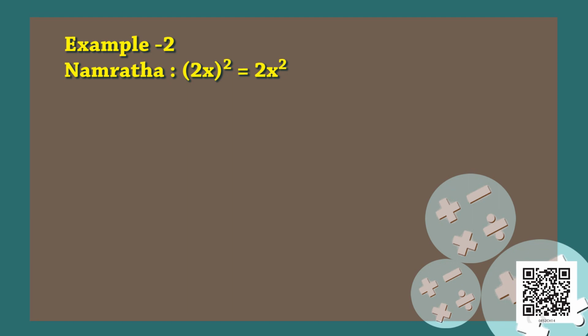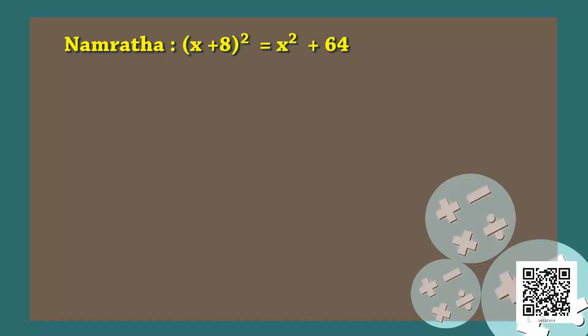Second one. Namrata: 2x whole square is equal to 2x square. Salma: 2x whole square is equal to 4x square. Who is correct here? Yes, again Salma is correct, because when we take 2x whole square, both variable and constant we have to multiply. Therefore, 2x whole square means 2x times 2x, that is actually equal to 4x square. Let us take one more.